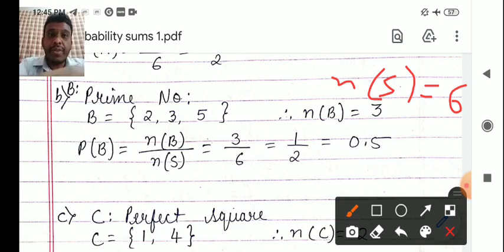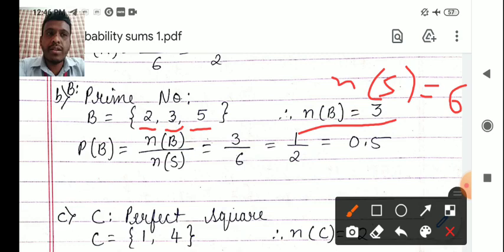B, prime number. Now how many prime numbers were there in 1, 2, 3, 4, 5, 6? 1 is not a prime number, 2 is a prime number, so that will come here. 3 is a prime number, it will come here. 4 is not a prime number, 5 is a prime number, it will come here. 6 is not a prime number. So out of 1, 2, 3, 4, 5, 6, only 3 numbers are prime numbers, that is 2, 3 and 5, and hence n of B is equal to 3.